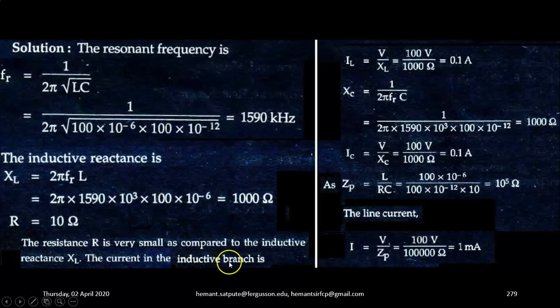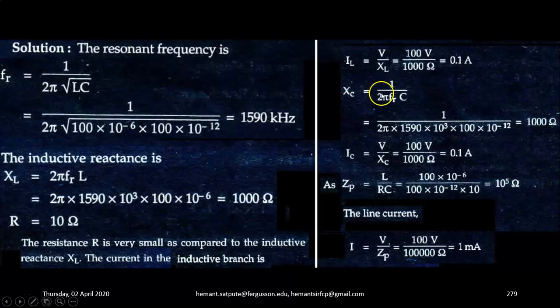So the current in the inductive branch will be given by IL is equal to total voltage applied divided by the inductive reactance XL. So 100 upon 1000 ohm, that comes out to be 0.1 ampere. So this is the current flowing through the inductor.